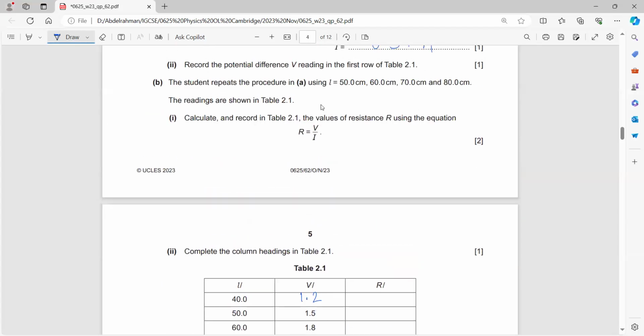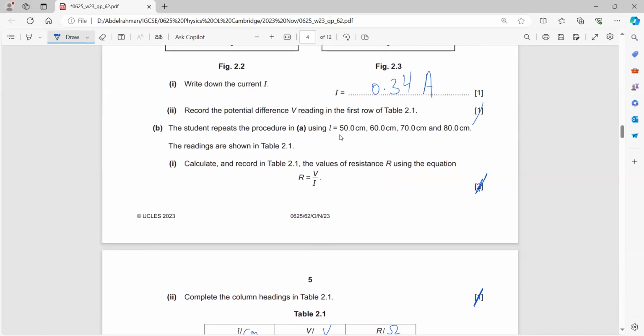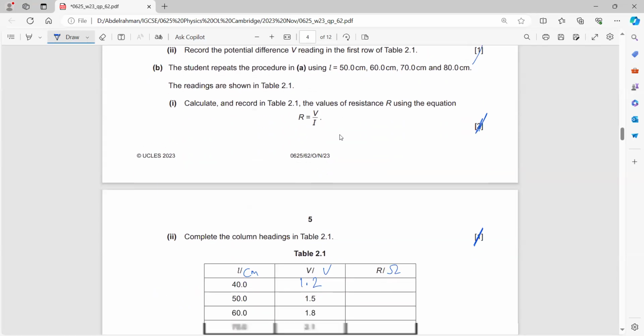Can I calculate R? I did this one. Can I calculate R and then complete the column headings? What are the column headings here? Centimetres and volts and ohms. Ohms. Now calculate R. R equals V over I, right?